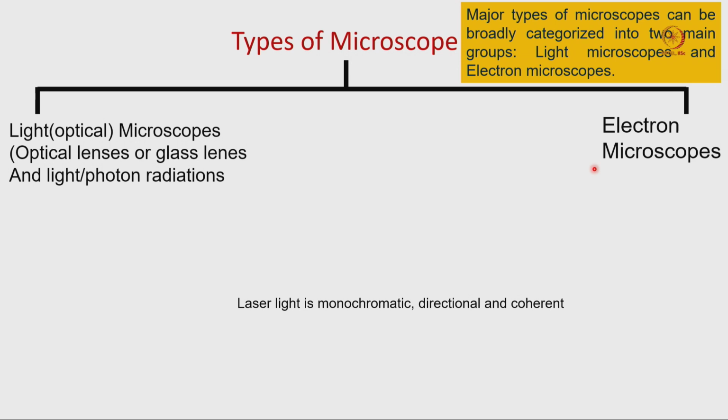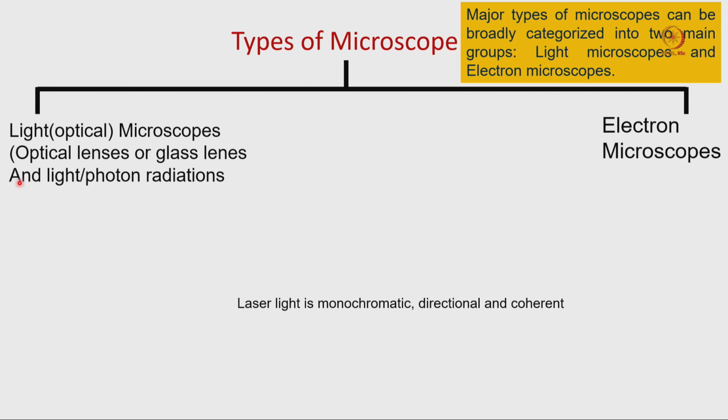So, as I mentioned previously, we should pay attention to the two most important parts. In one particular case, we have a light source and we are using glass lenses, and in the other case, we are talking about the electron microscope. So, there are two major types of microscope available: one is the light microscope and the other one is the electron microscope.